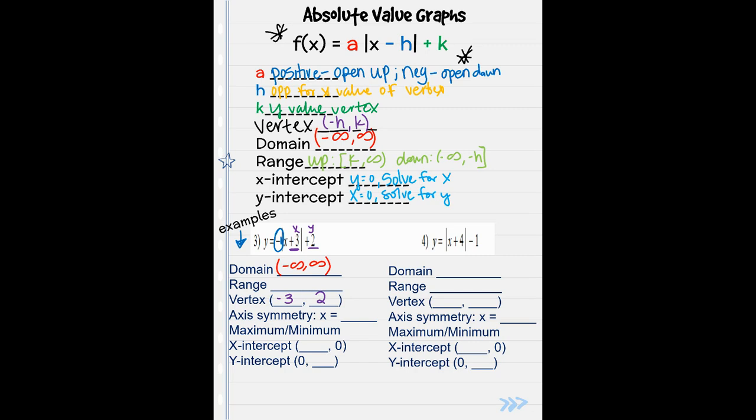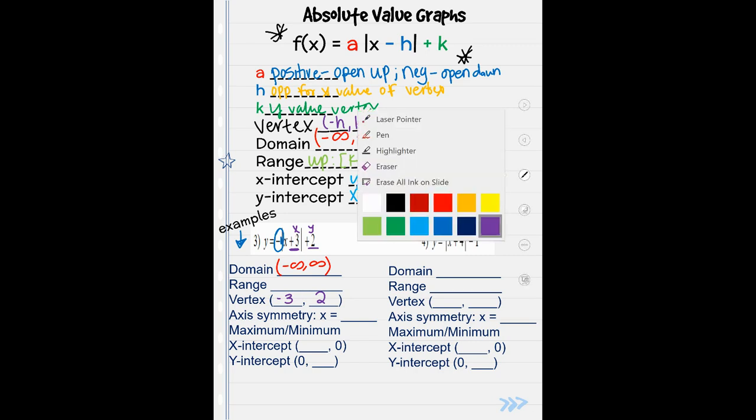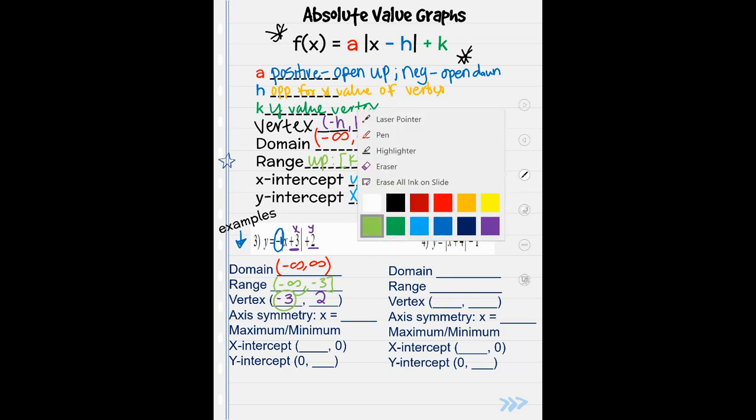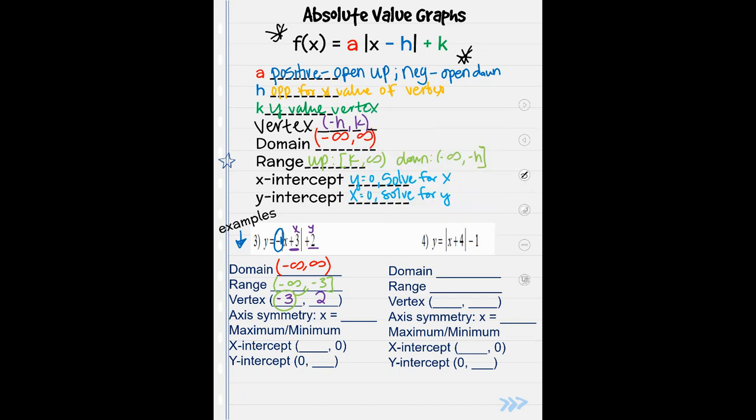Now, I can look at my range. And we said that our range, if it's opening down, is going to be negative infinity, and then we pull in this number, negative 3, bracket. We're using this x value in 2 places, for our range and for our axis of symmetry. Remember, we just pull in the same number. If it's opening down, we've got a maximum.